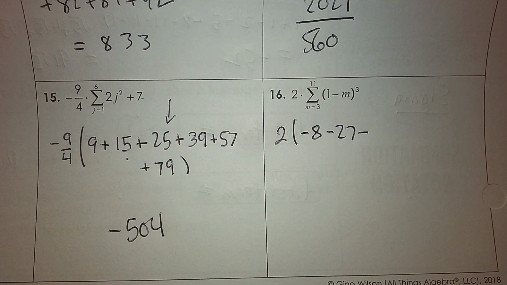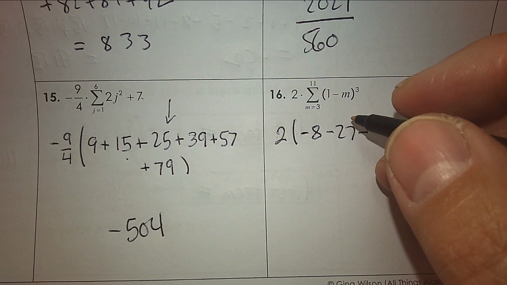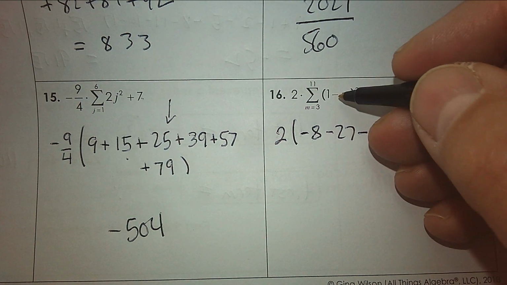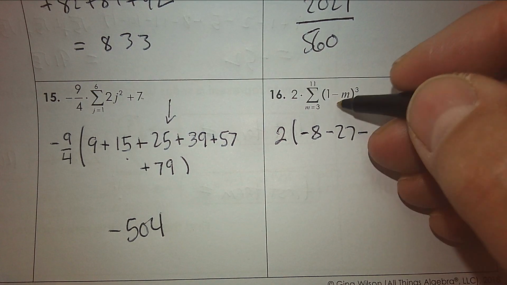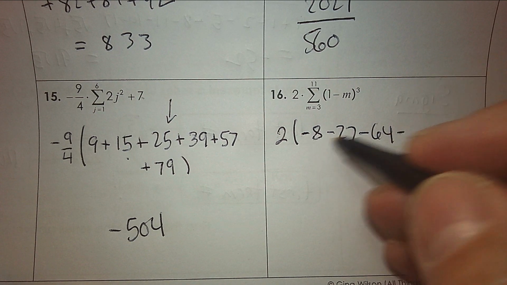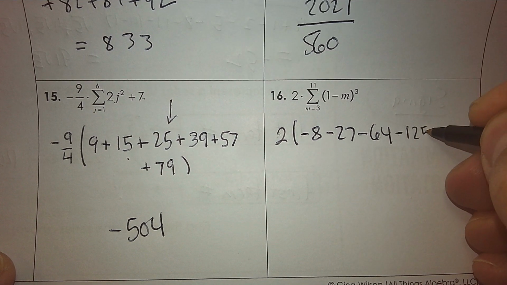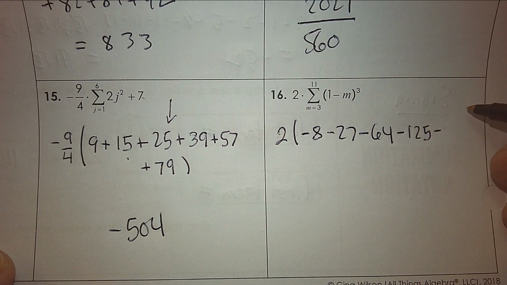Plug in 5, negative 4 cubed, which is negative 64. These numbers are going to get bigger. There's a pattern here. You're just cubing, right? And it's negative. The next perfect cube is 125. And if you don't know it, use your calculator and just cube it.